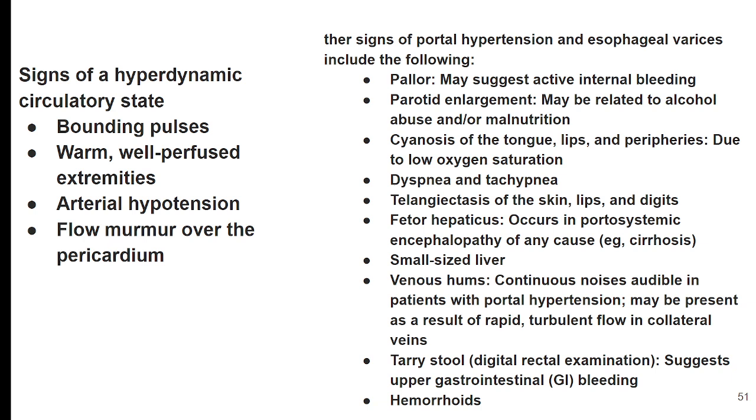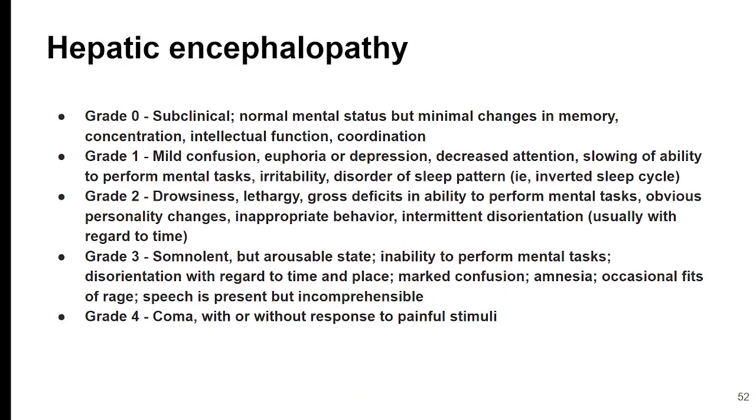In relation to other coexisting symptoms, in case of portal hypertension and esophageal varices, these signs also have some significance, though they are not the essential signs of portal hypertension. They could be pallor, enlargement of the parotid gland, which is related to alcohol, cyanosis of the tongue, dyspnea, and telangiectasia, that's the vessels dilated, and the liver being smaller in size as observed in ultrasonography, then venous humps seen over the vessels due to low pressure in the veins, then tarry stools can occur. That's about portal hypertension as such. Treatment for portal hypertension is mainly based upon two issues.